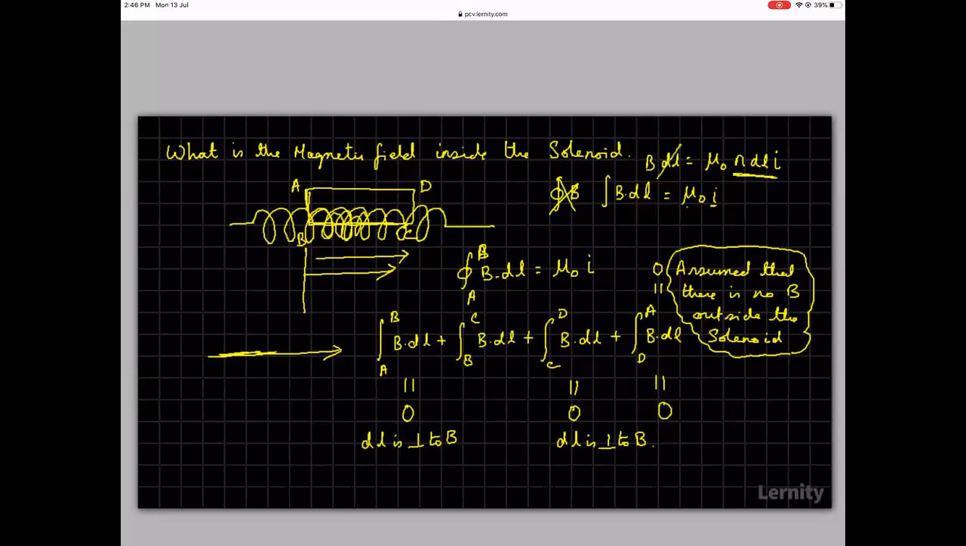So the dl here gets cancelled and you get B is equal to μ0 N I. So the magnetic field inside the solenoid is μ0 into N into I. Can you work this out?